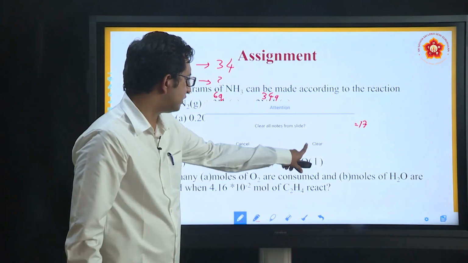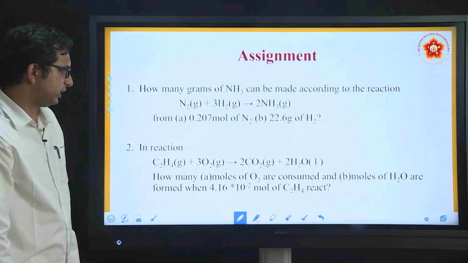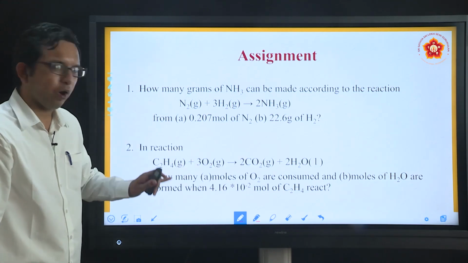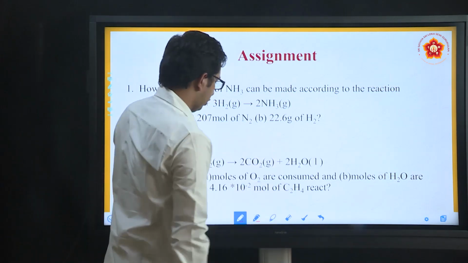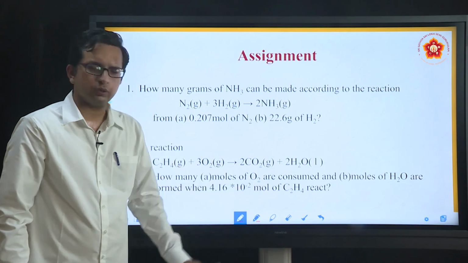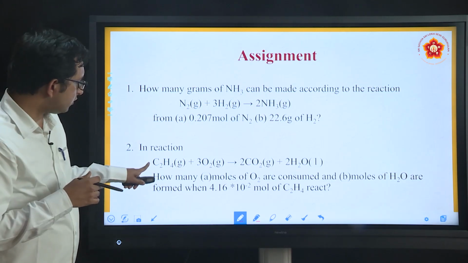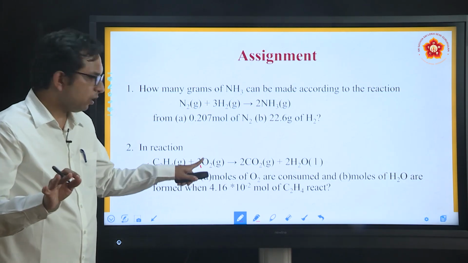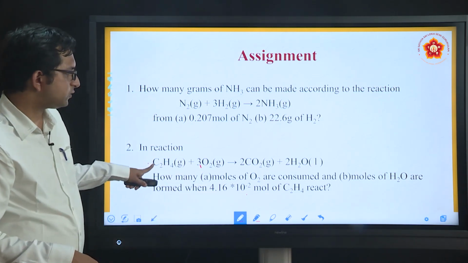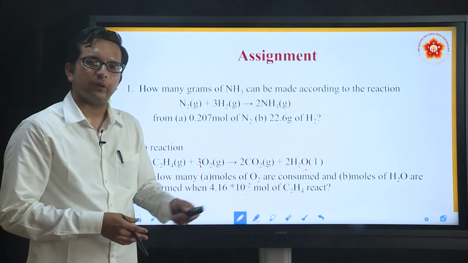Similarly, the second question we have here is once again a combustion reaction that has been taking place. They are asking how many moles of O2 are consumed and moles of water are formed. So one is a consumption part, another one is a formation part, when 4.16 into 10 raised to minus 2 mole of C2H4 reacts. So how do you understand this part? You can realize that for 1 mole of C2H4, 3 moles of oxygen are required. How many moles of oxygen will be required for this amount? Similarly, for 1 mole of C2H4, you get 2 moles of water. How many moles of water would you get for this part?